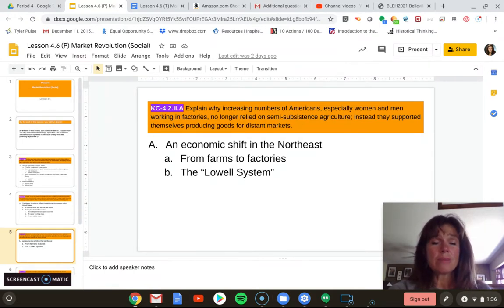It is named for a man, Robert Lowell. He creates a system that employs young girls, unmarried farm girls, as factory labor. They go to live in dormitories on the factory grounds. If you were to see this factory, Lowell, today, you can still see it. It's a giant compound. It almost looks like a university campus.